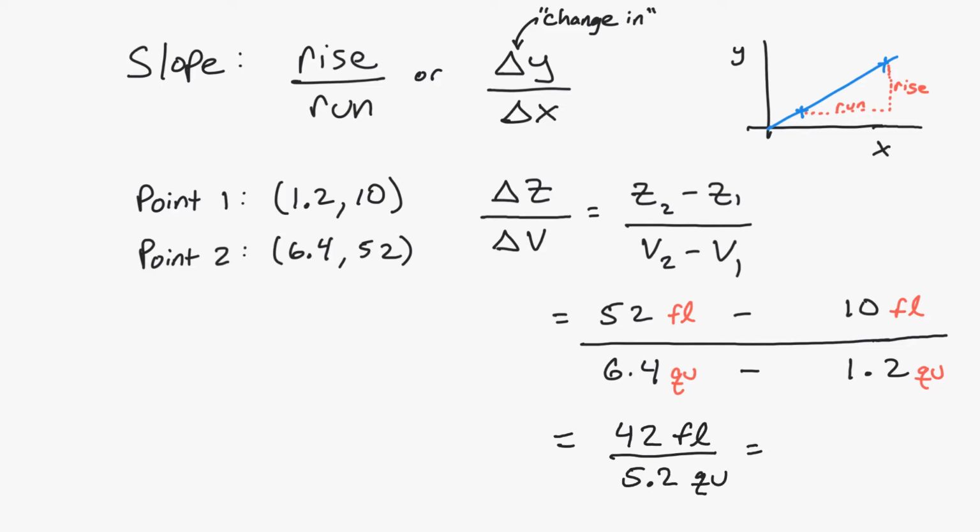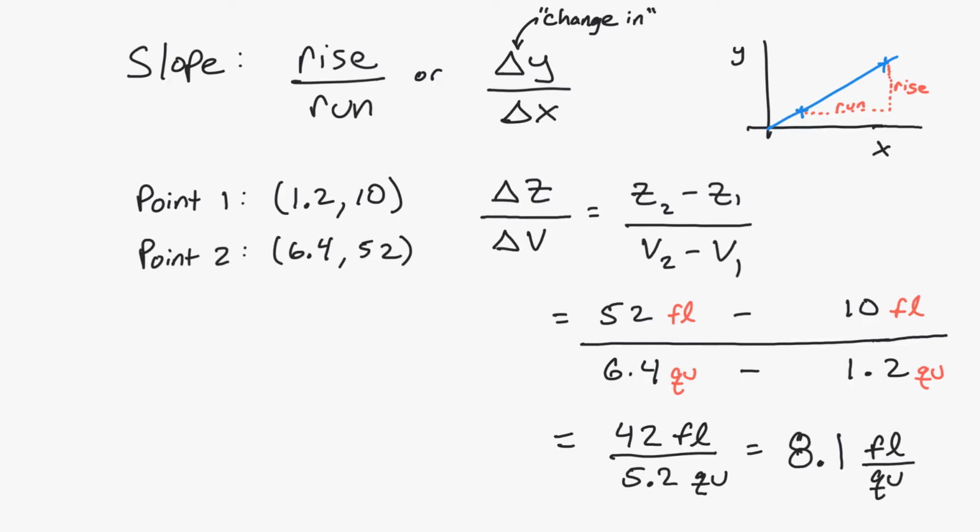And when you work that out, I'm going to round this. I think it's like 8.076923, something like that. So I'm going to round that to 8.1. So we'll just have two sig figs here. And this will be florbs per quandle.